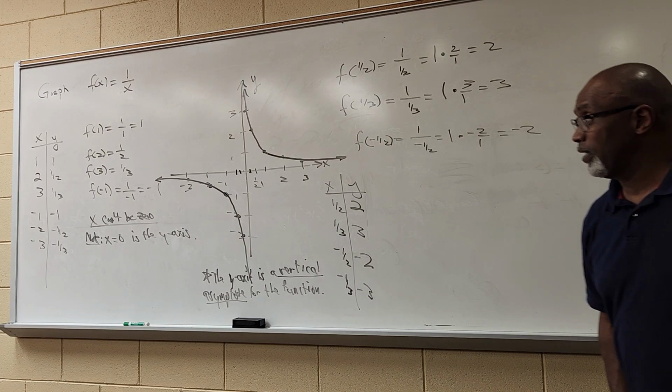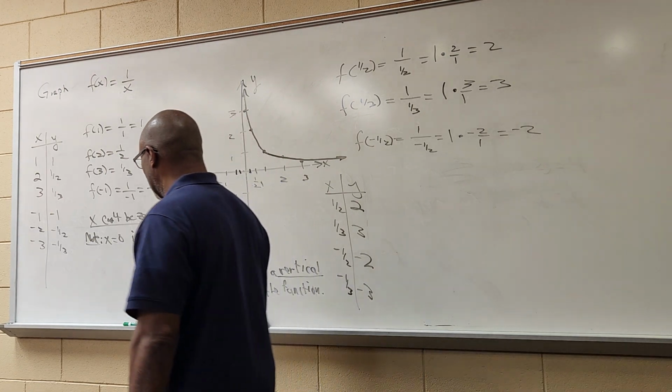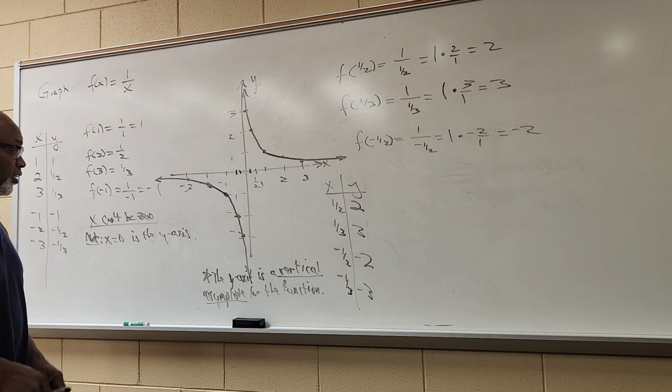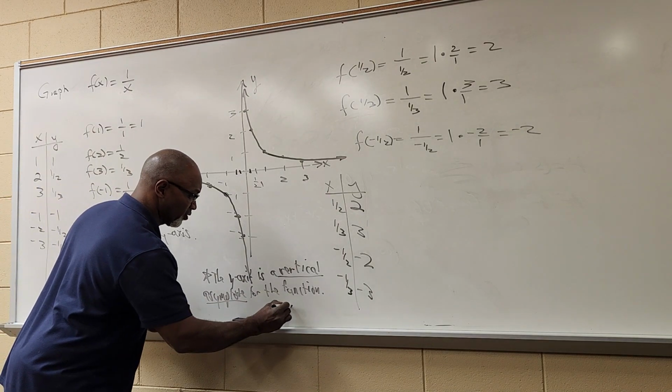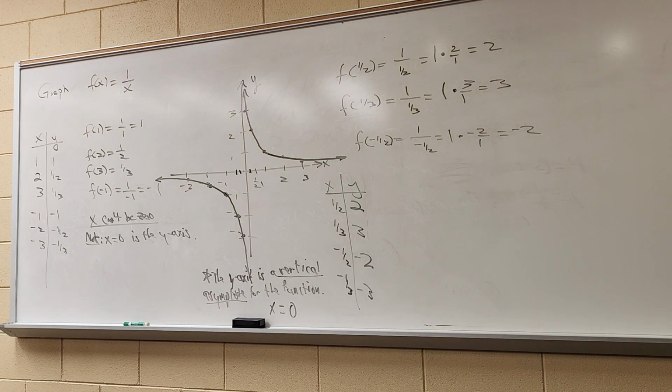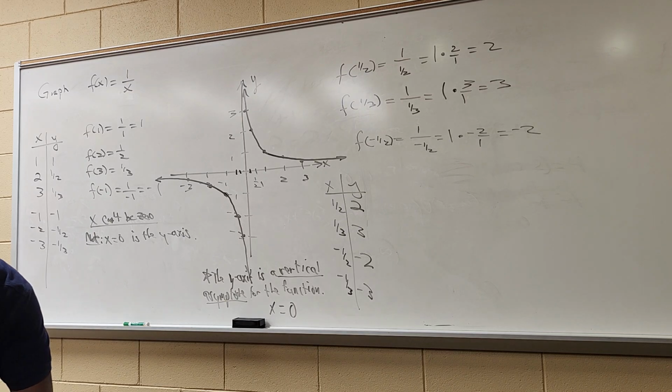So this function has a vertical asymptote on the y-axis, which is really x equals 0. That would be the equation of it. Vertical lines have equations x equals some number. Horizontal lines have equations y equals some number, if you remember. So the equation for the y-axis is x equals 0, and that y-axis forms what we call a vertical asymptote for this function. This function will never cross the y-axis, okay?